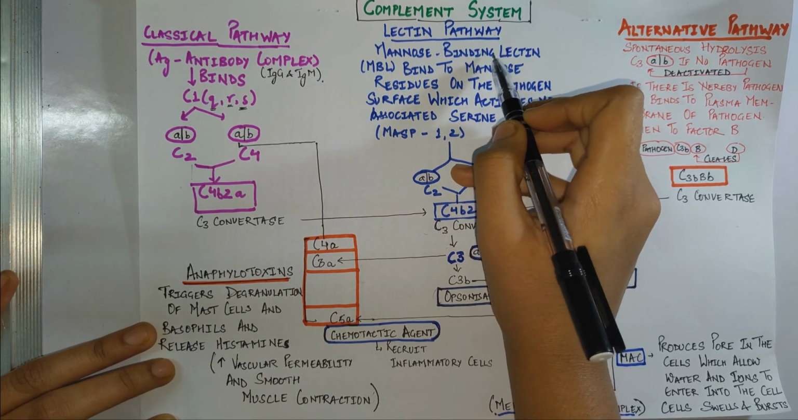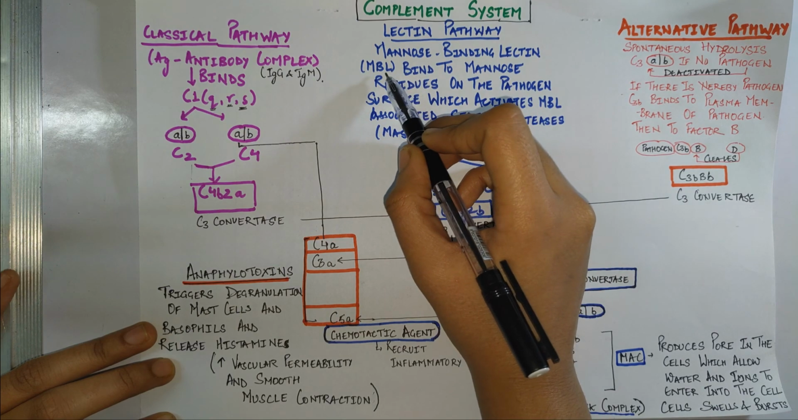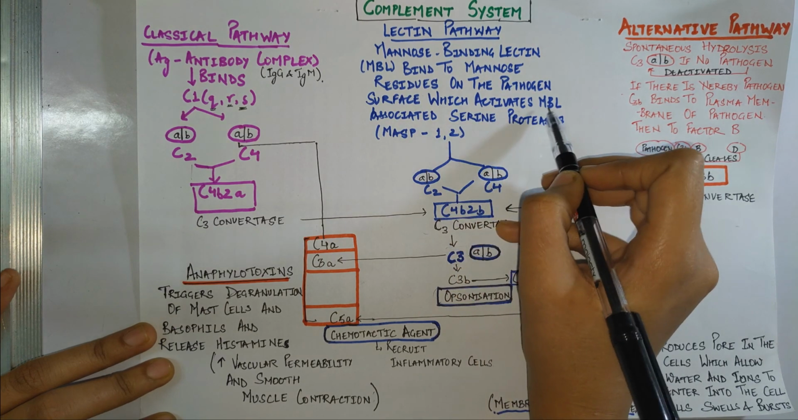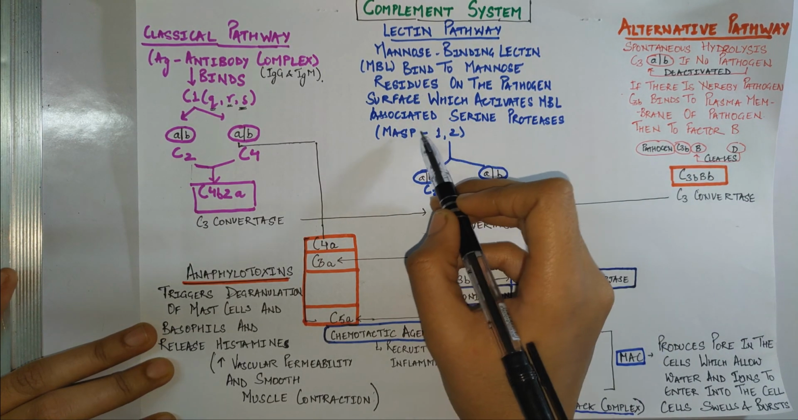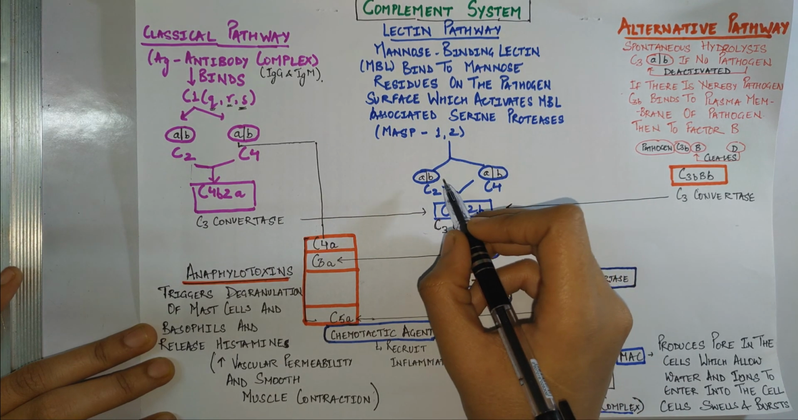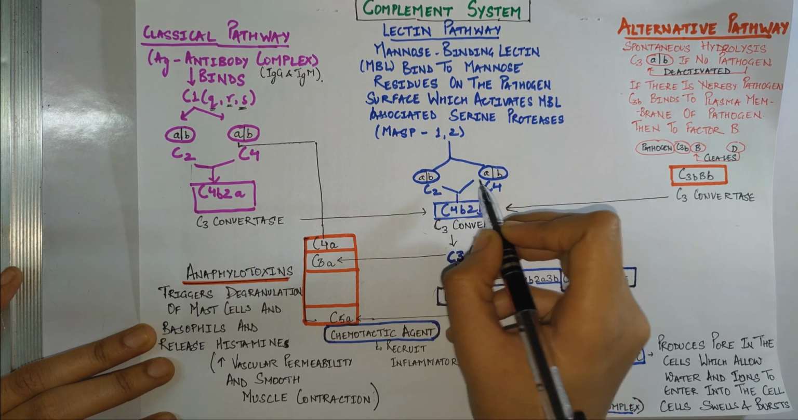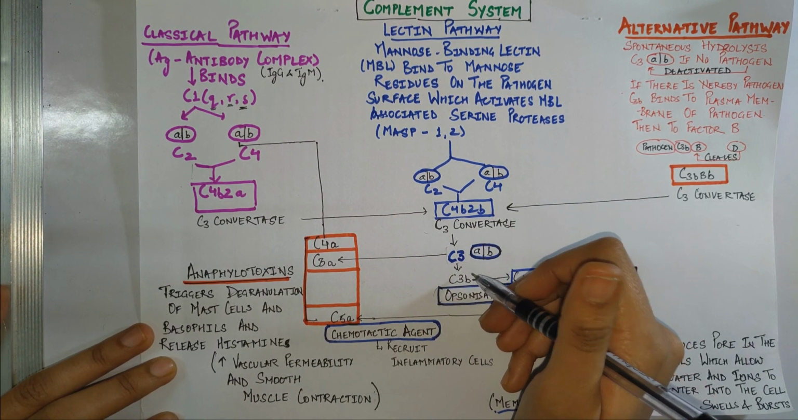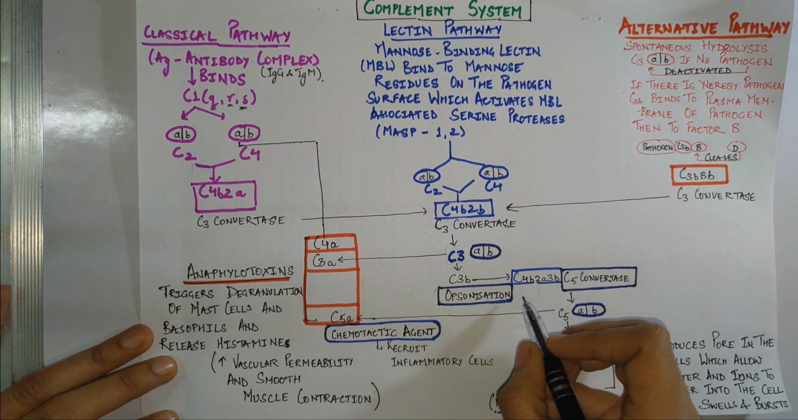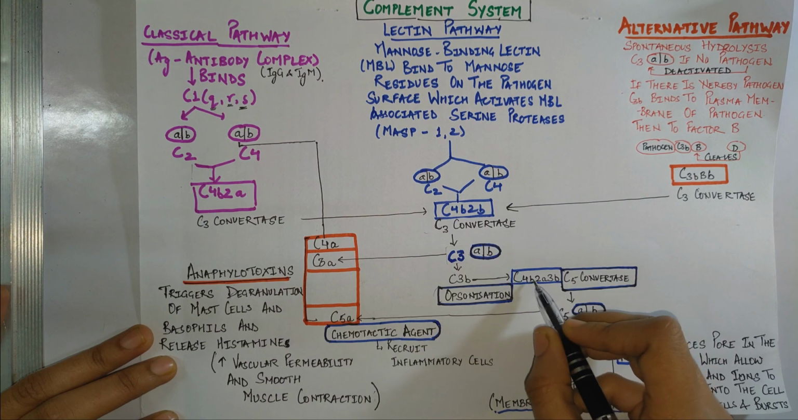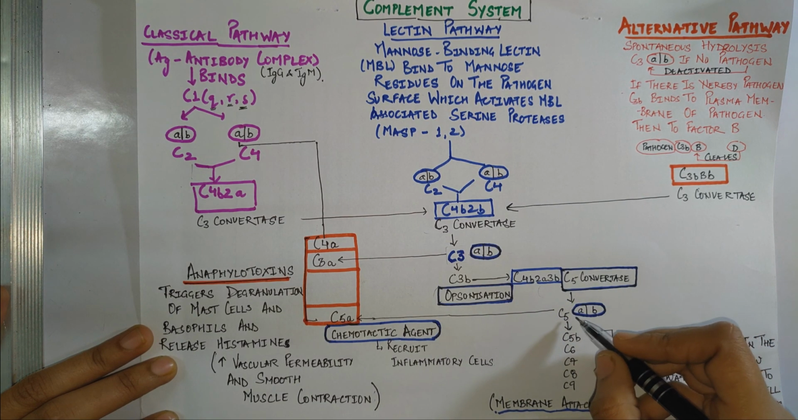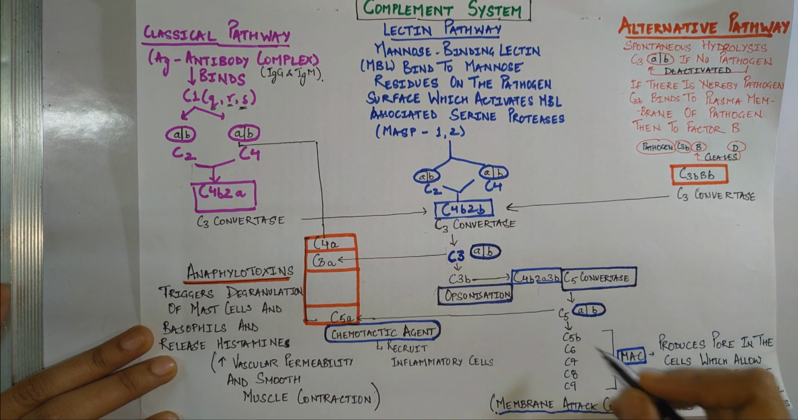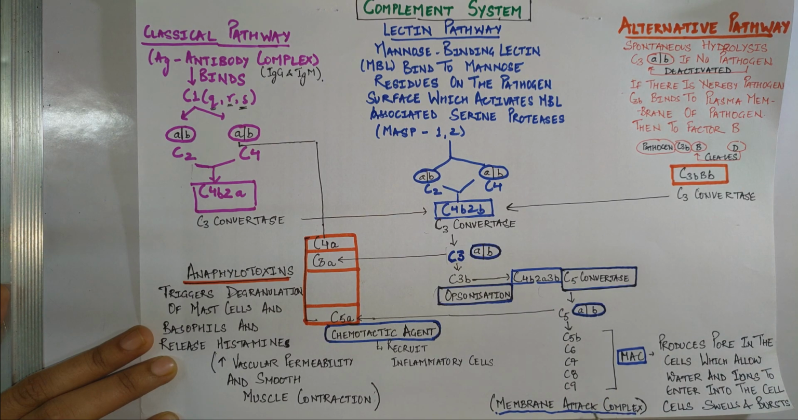The lectin pathway starts when mannose binding lectin, MBL, binds to the mannose residues on the pathogen surface, which activates MBL associated serine protease, that is MASP1 and 2, which cleaves C2 and C4 into A and B parts, resulting in the formation of C3 convertase, which again brings about cleavage of C3. Then C3b joins with the C3 convertase and forms C5 convertase, and finally cleaves C5 into C5a and C5b, which further results in the formation of the membrane attack complex.